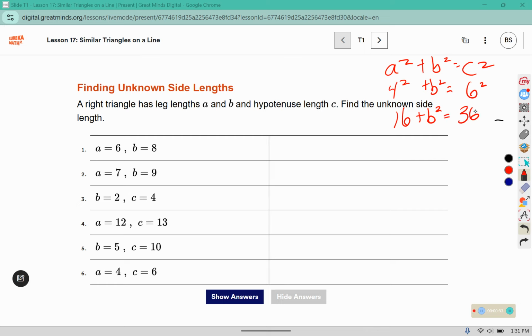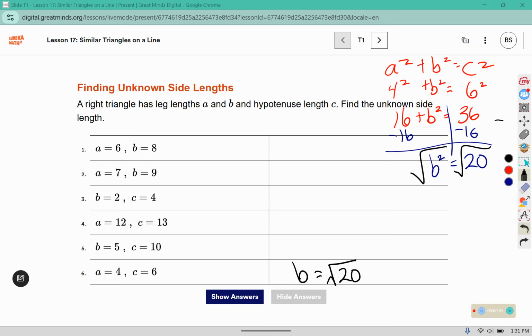6 squared is 36. We can subtract 16 from both sides. So we have B squared over here and 20 on the right side. To undo a square, you use a square root. So B equals the square root of 20. It doesn't ask us to round, so we can leave it as a square root answer.